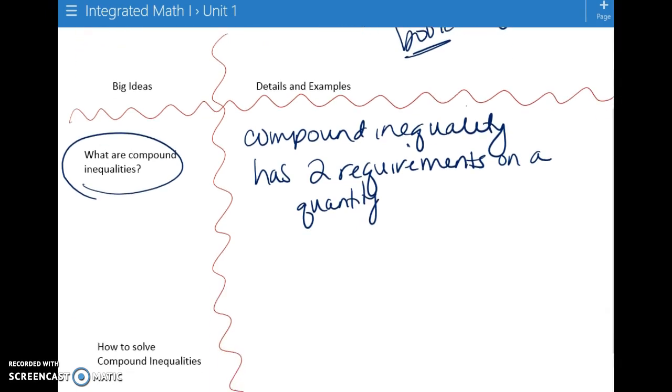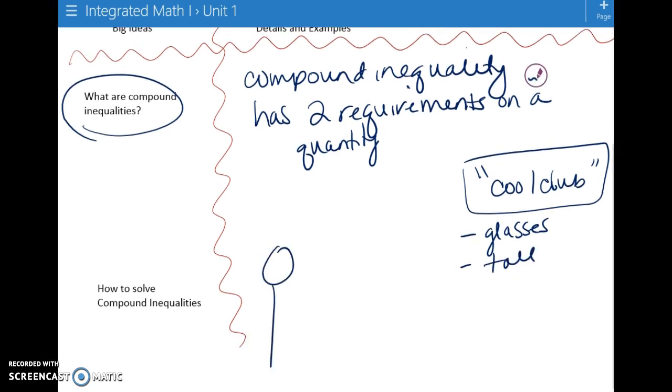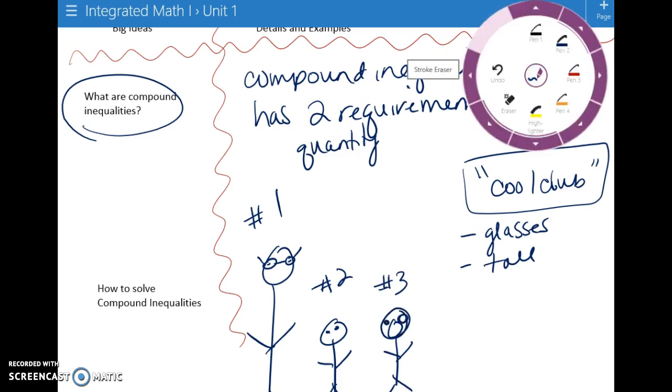So let's just put it like this. Let's say we have the cool club. Now you all know Miss Anderson is cool, so I'm in the cool club. And let's say to be in the cool club, you have to wear glasses, because glasses are cool, and you have to be tall. So let's say we got candidate number 1, pretty tall and wears glasses. Candidate number 2, he's short and no glasses. And candidate number 3, ooh, I made his head too little. He's short. Oh, I messed dude up. I'm sorry, dude. Let me fix you up a little bit.